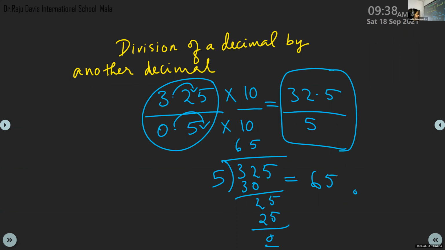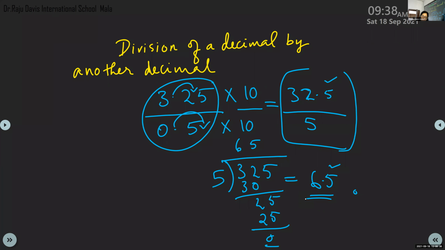Now how will you put the decimal point in this? How many decimal places? 6.5, ma'am. So only one decimal place, no? Yes, ma'am. So only one decimal place in the answer also. One decimal place should come. So this is your answer, 6.5.